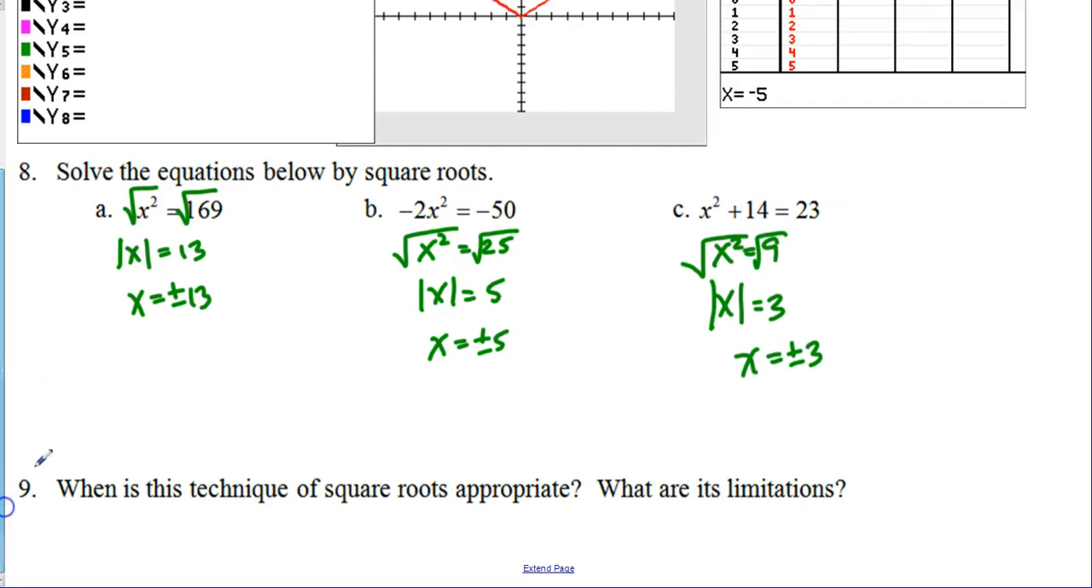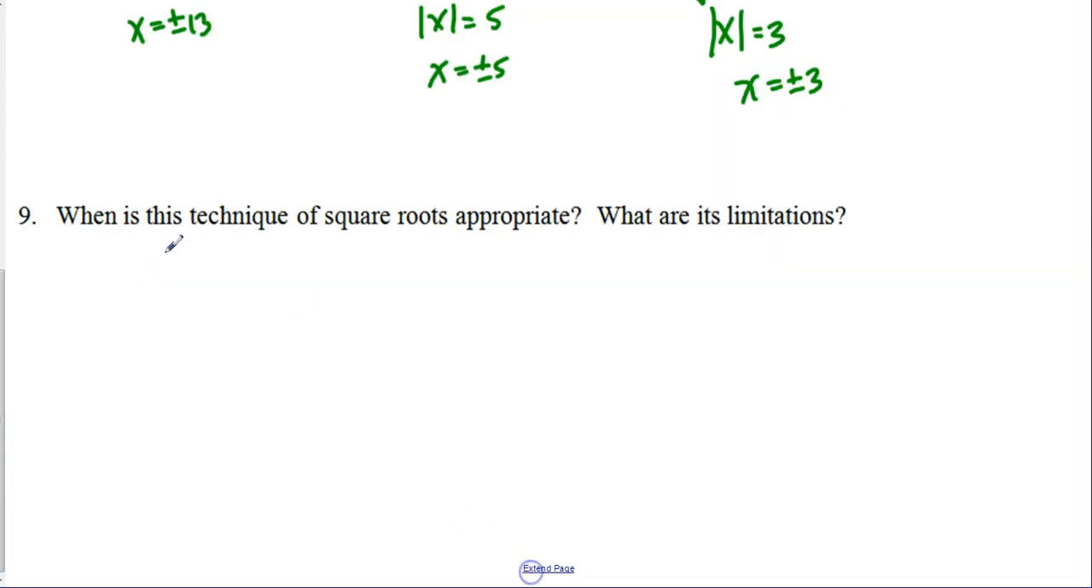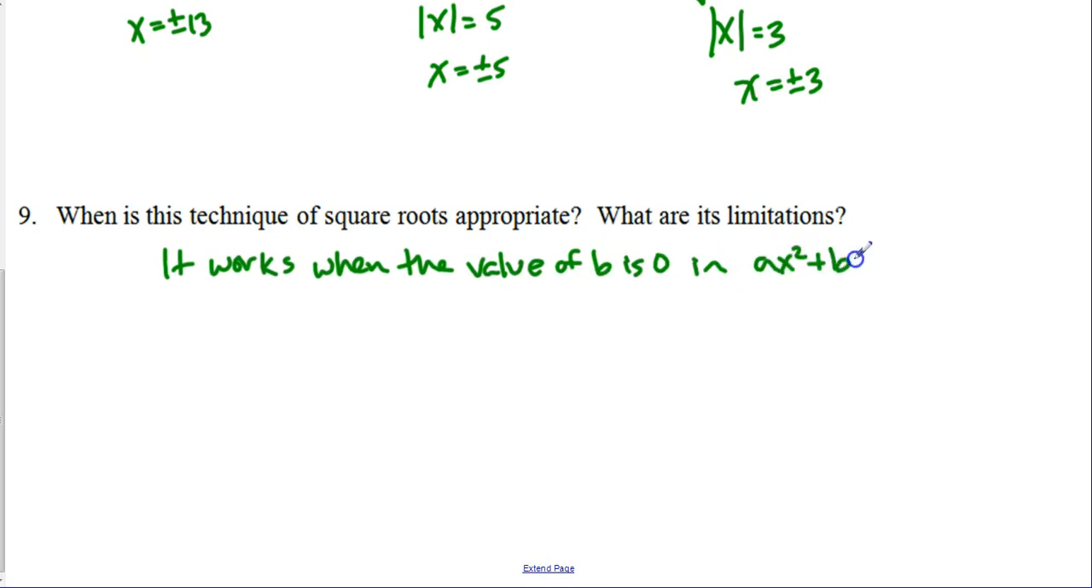Finally, when is it appropriate? What are its limitations? It works when the value of b, the coefficient of x, is 0. It doesn't work very well any other times.